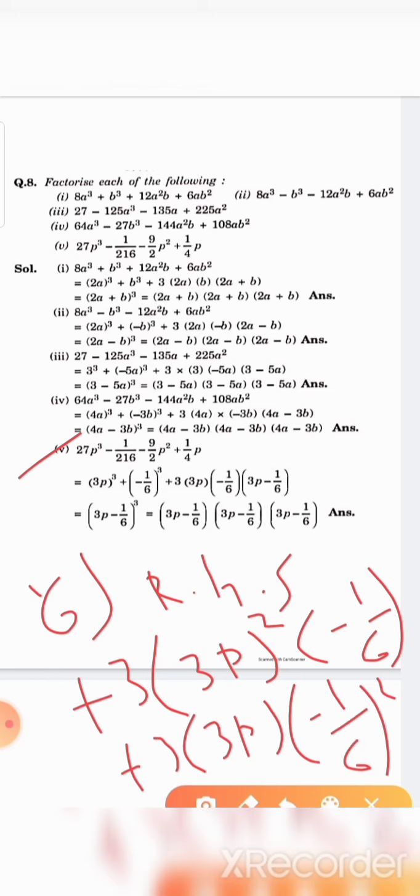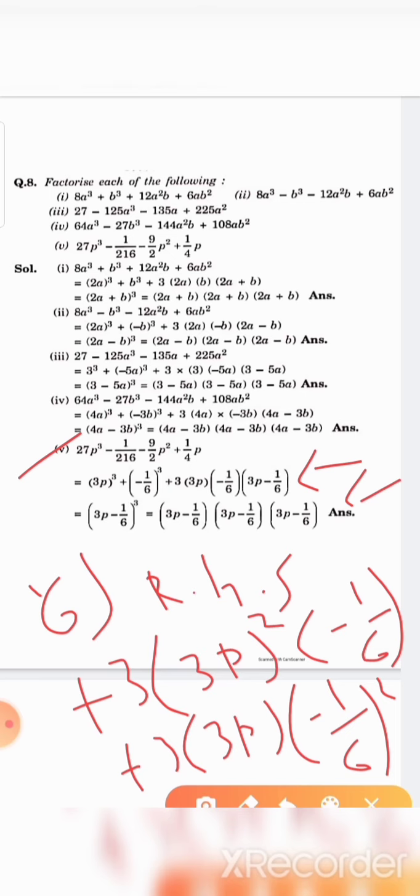For that first we check whether it is correct or not. So 3 3s are 9 and 9 3s are 27 and 27 upon 6, simplifying we get 9 upon 2 and plus minus, so minus 9 upon 2 p square. And second, 3 3s are 9 and 9 upon 6, simplifying we get 1 upon 4, and 1 upon 4 p, and minus plus, so 1 upon 4 p. And write it in the form of bracket (3p) whole cube plus (-1 upon 6) whole cube plus 3 into 3p in the bracket minus 1 upon 6 into (3p - 1 upon 6).